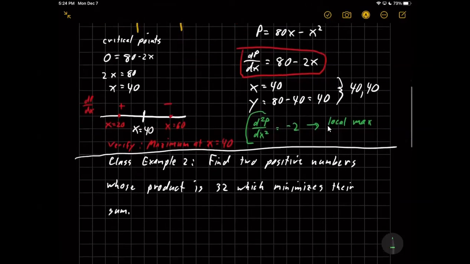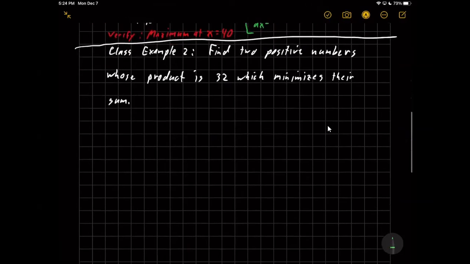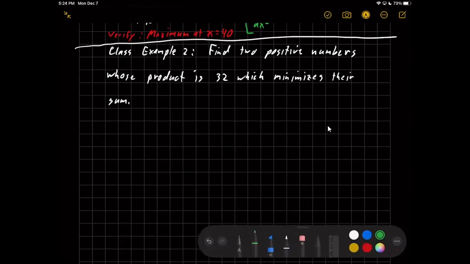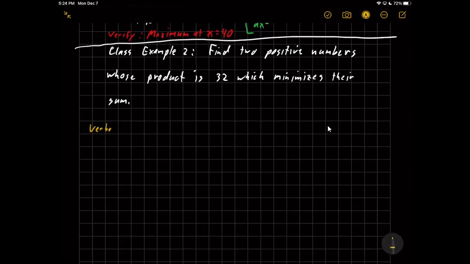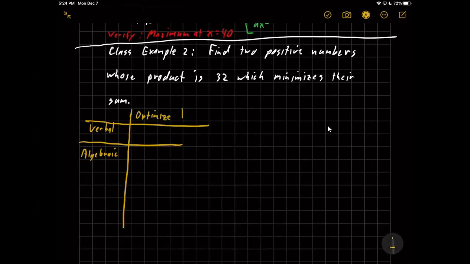Let's move on to a second example that's closely related to that. We're supposed to find two positive numbers whose product is 32, which minimizes their sum. So this is really just turning the other problem on its head. Let me make a table that's a little bit smaller. We have verbal, and then we'll have our algebraic. We need to optimize, and we're going to have constraints.